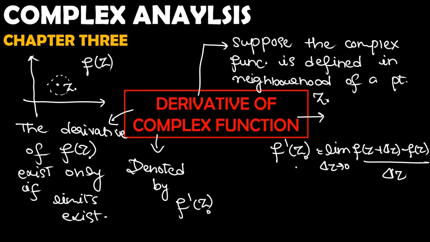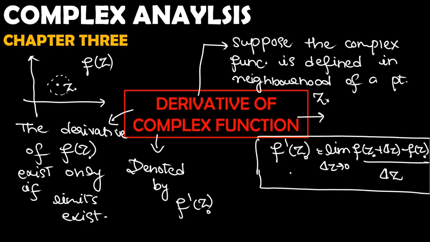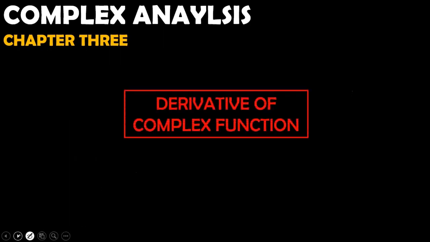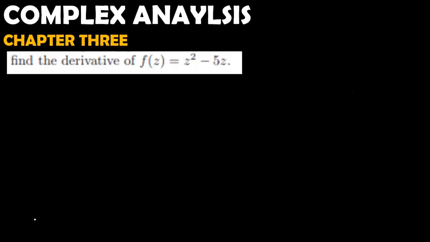f dash of z0 is equal to the limit as delta z approaches 0 of f of z0 plus delta z minus f of z0 over delta z. Here delta z is z minus z0. This is the same formula of differentiation we read in calculus of real numbers, so I don't think it will be a great deal for you to remember. It is a very, very important formula at a point z0.